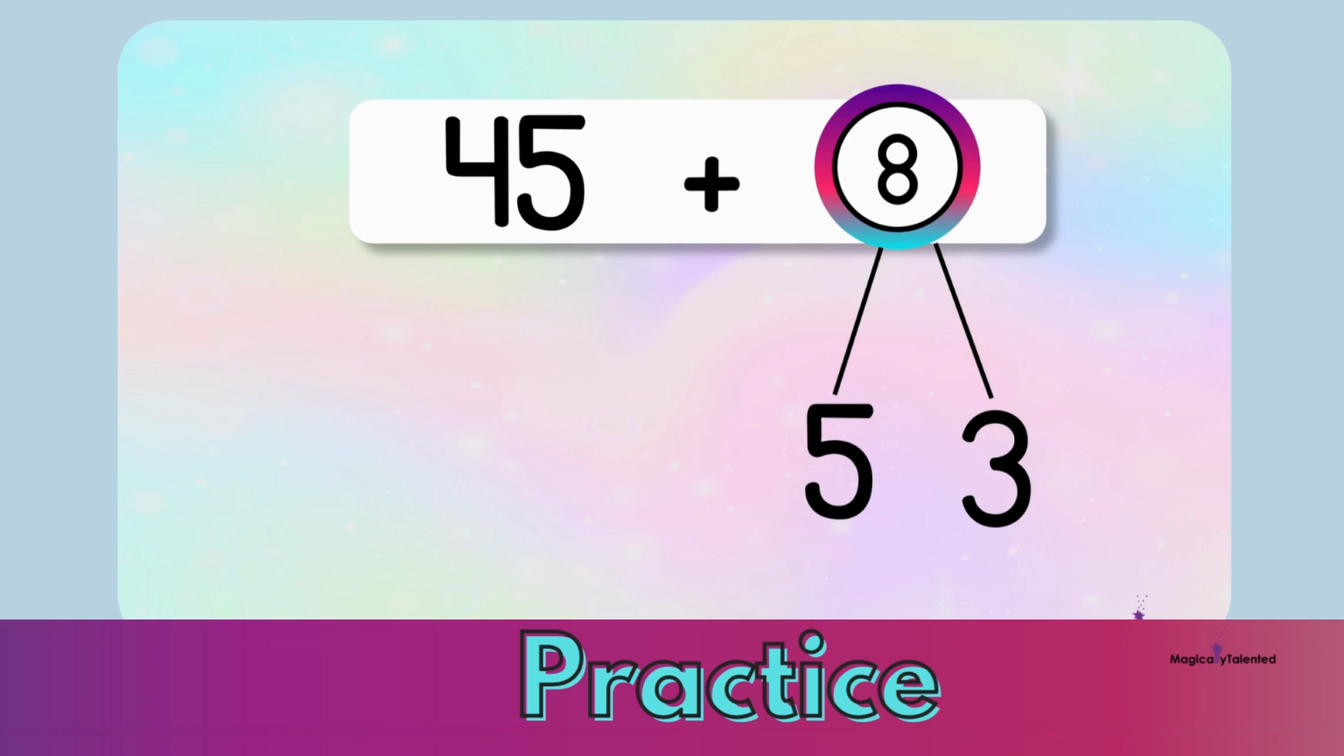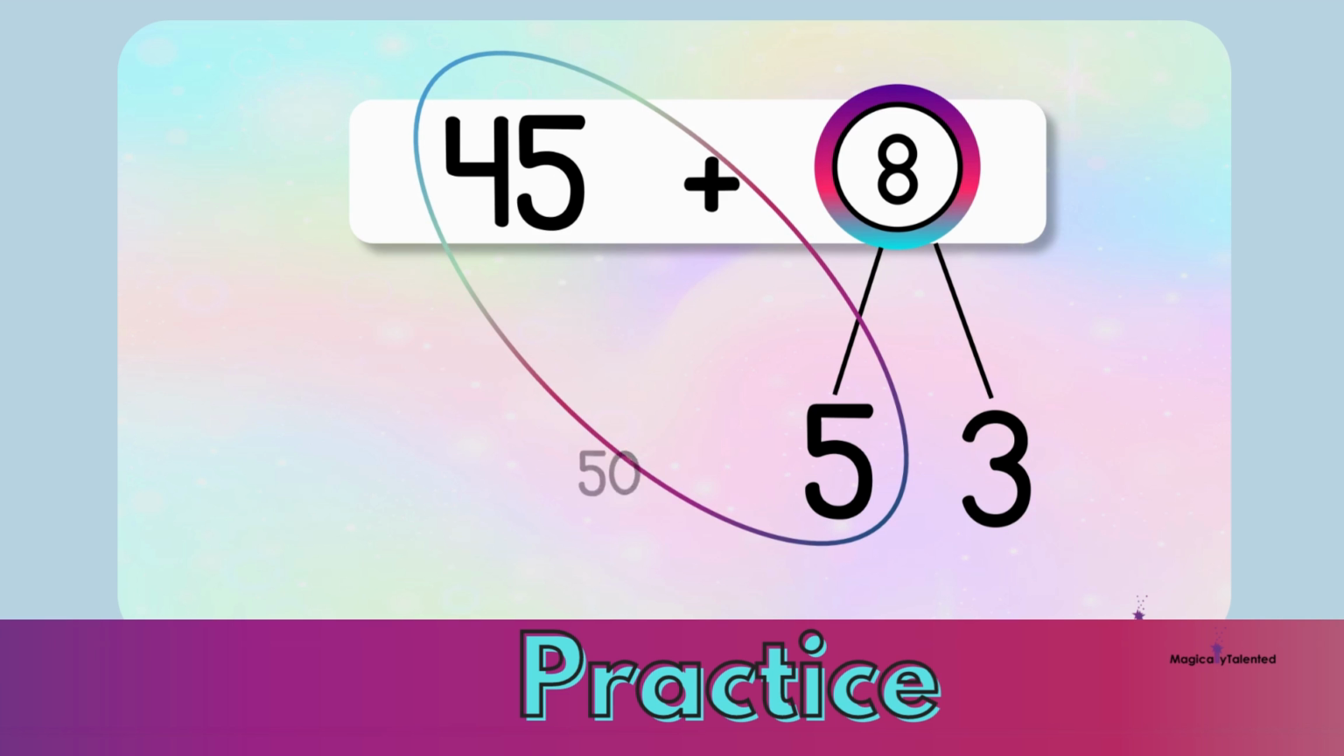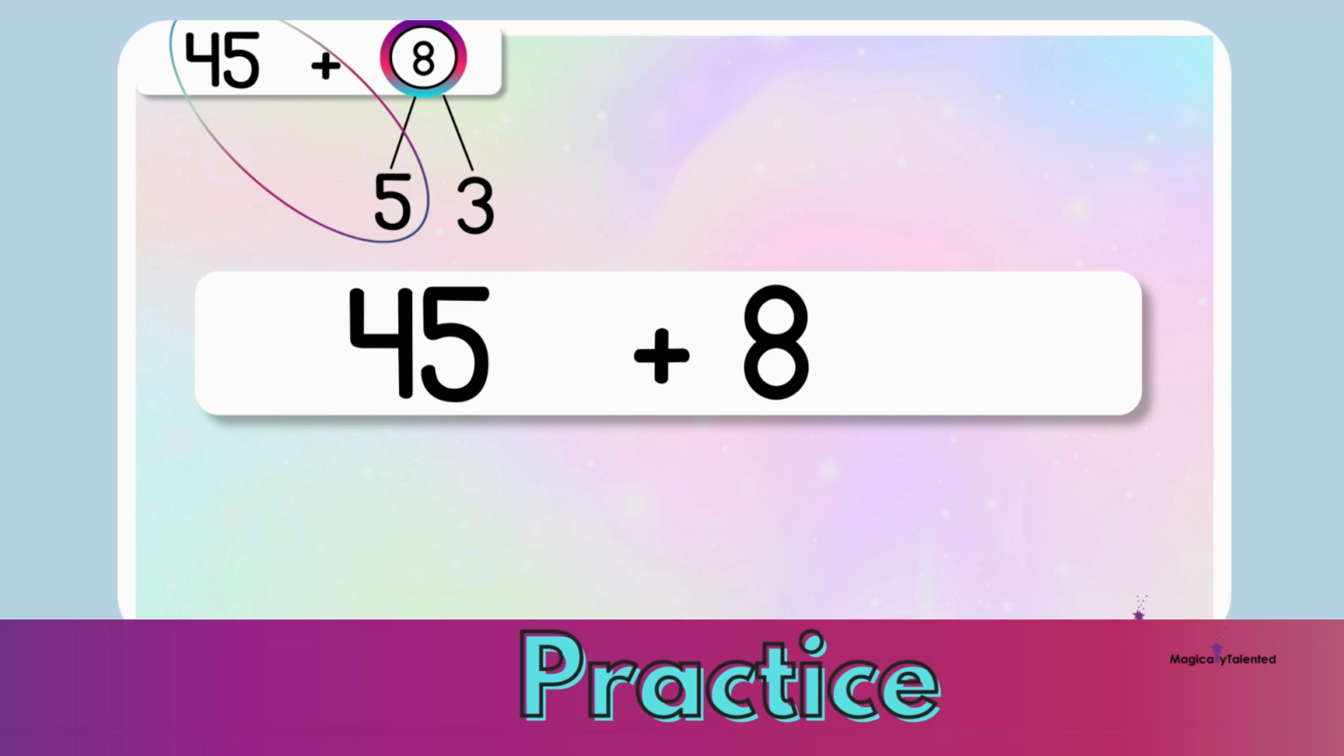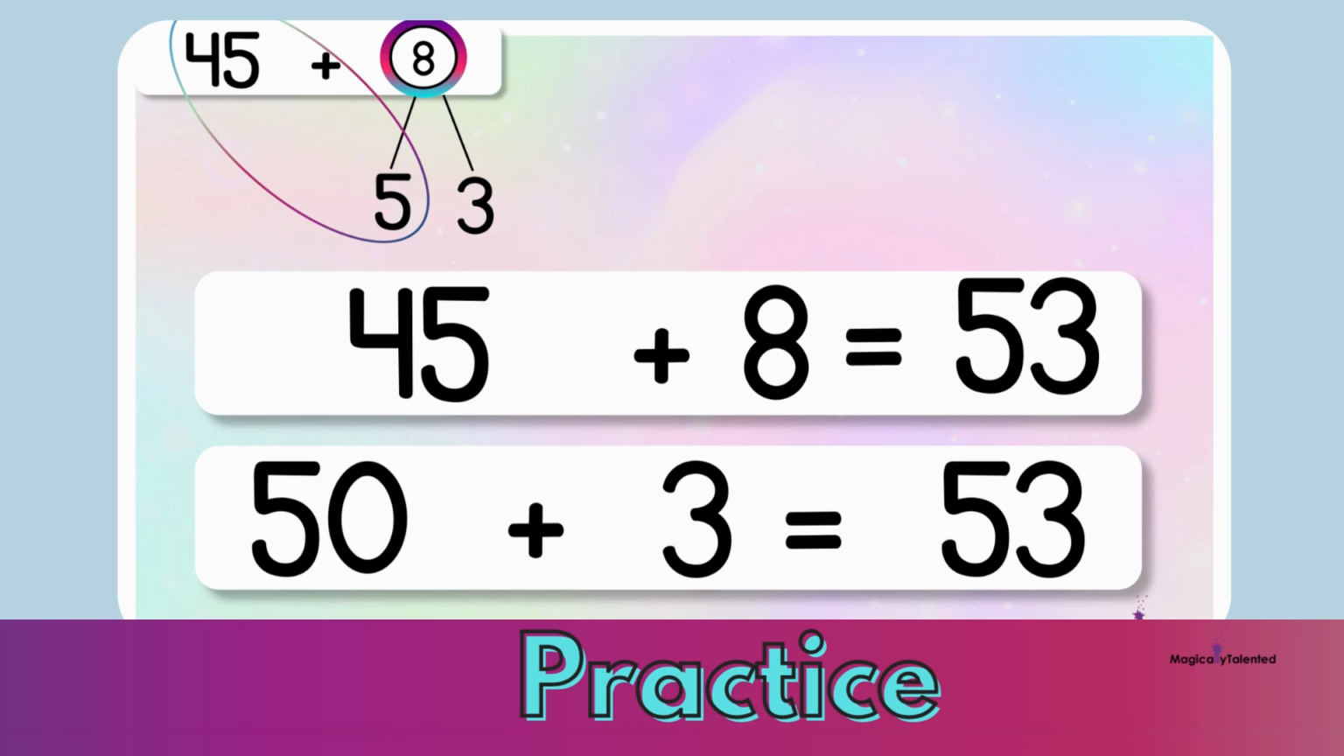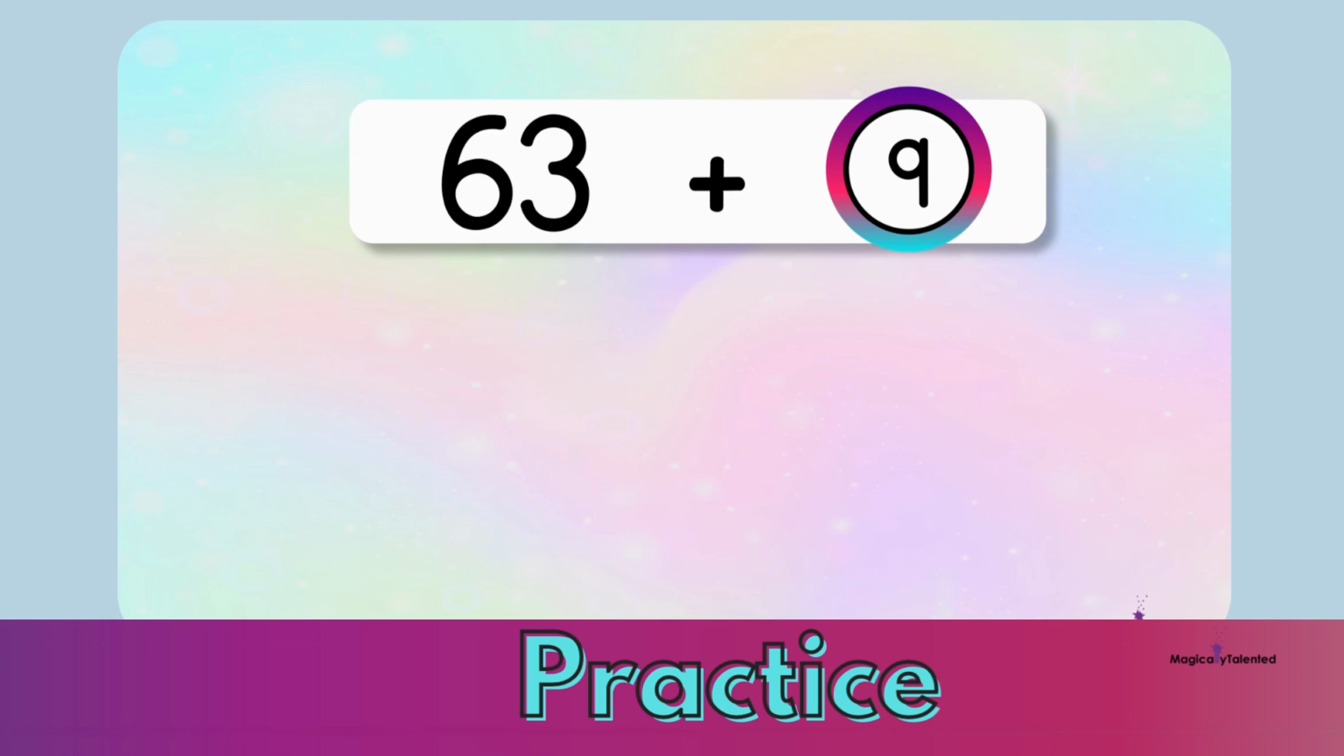What do we do next? Let's combine 45 and 5 to make the next 10, which is 50. How many do we have left over? Yes, we have 3 left over. What is your new, easier problem? If you said 50 plus 3, you are correct, and we can see automatically that 50 plus 3 is 53. Now we know that 50 plus 3 and 45 plus 8 are equivalent, so they both have the same answer of 53. Ready for one more?